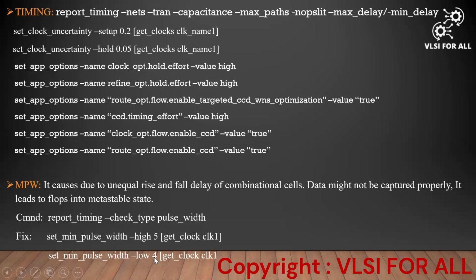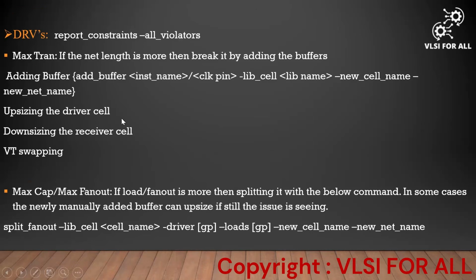That value will be provided here, followed by get clocks. So these are the fixes for the min pulse width violation. Now moving to the next stage, DRVs. To check whether there are any DRV violations, the command is report_constraints -all_violators.